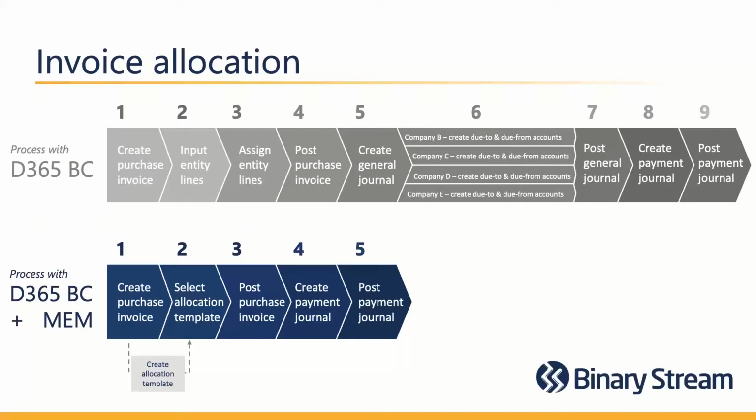So the top diagram is a purchase invoice allocation. It's a standard Business Central process, which works just fine. However, it does take a number of steps, as you can see. Then the bottom diagram is going to be the same process now with MEM. It's a pretty big difference. We've cut those steps in half, and then we added one. It's our very own allocation template that's going to allow you to very easily allocate revenue or expenses across companies.